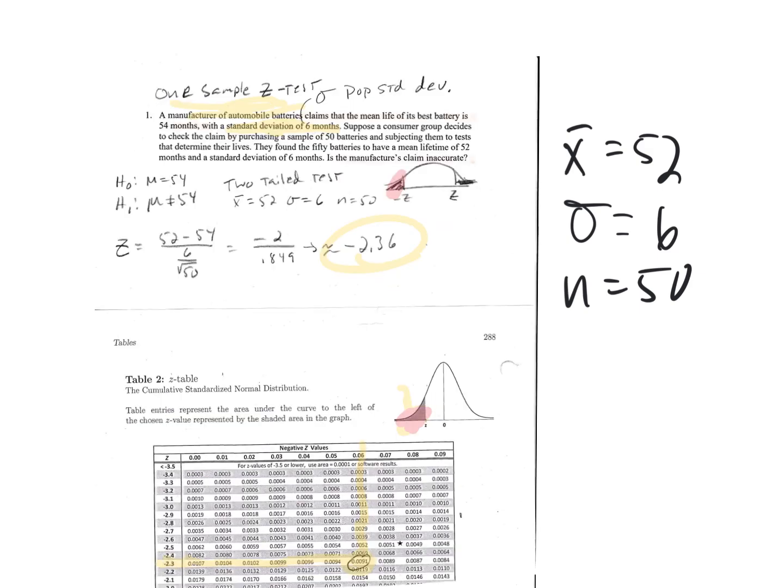One last thing before I leave this page: we've got to decide which hypothesis is the claim. So see how the manufacturer is making that claim, and the consumer group is just checking the claim. So I'm going to call H0 the claim. That's important when we make our final decision.